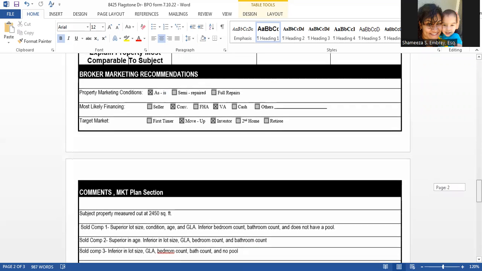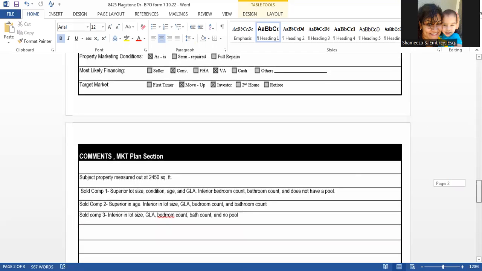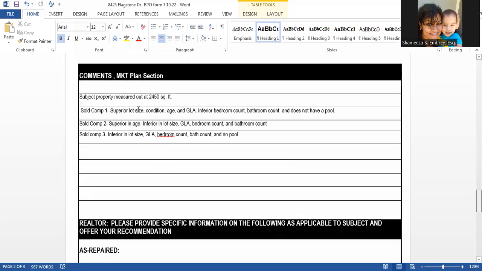And then you'll see here, broker market recommendations, the property marketing conditions. As is, the home was fine. The home was good. It didn't need any repairs or anything like that. Most likely financing, conventional or VA, because those can do jumbo loans, no problem. FHA cannot. Cash can do it. And then target market is going to be a move up or an investor, because remember, this was also zoned for Airbnb.